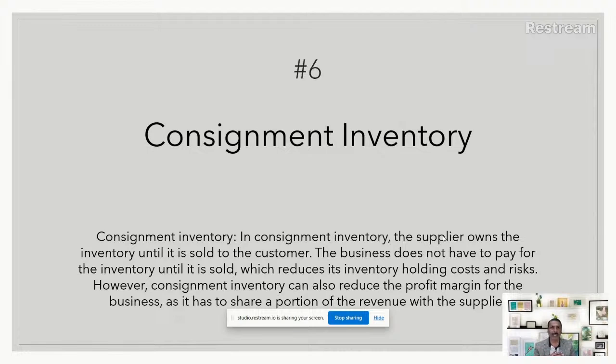Coming to the next one, unlike VMI, here in consignment inventory you are keeping the inventory in your location, that is the buyer location, but the ownership is with the vendor till you consume or use this item. The difference between VMI and consignment is that in consignment the buyer keeps the inventory in his premises, but the ownership is still with the supplier till you consume the item.